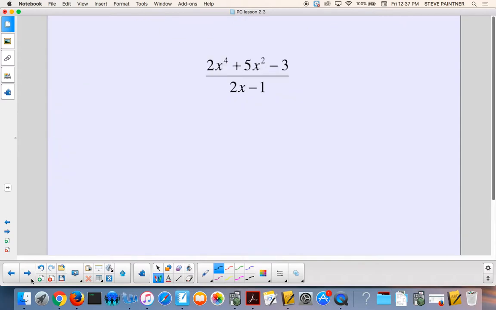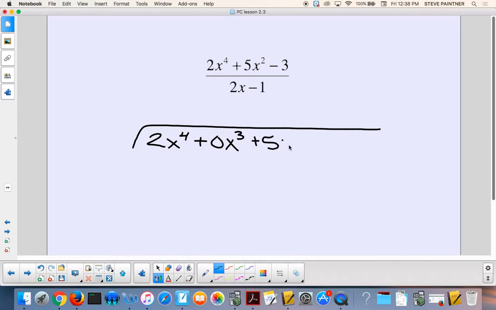What's next? X is missing, yep. It's 0. But what else is missing? 0x cubed. X cubed is missing, right? So you need place value here. So you need 2x to the 4th, 0x cubed, plus 5x squared plus no x's minus 3. So this problem didn't look too bad until I did that. Divided by 2x minus 1.